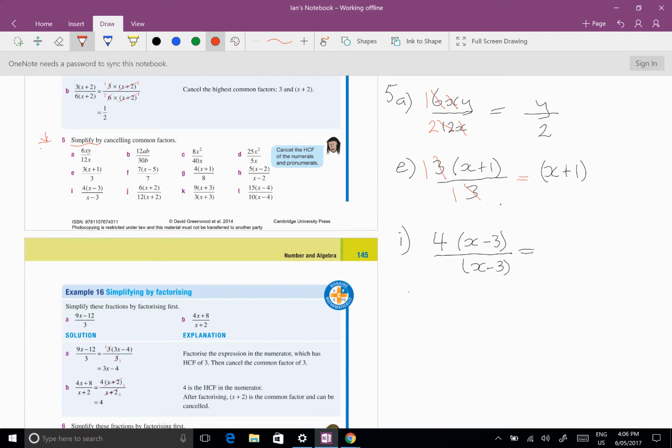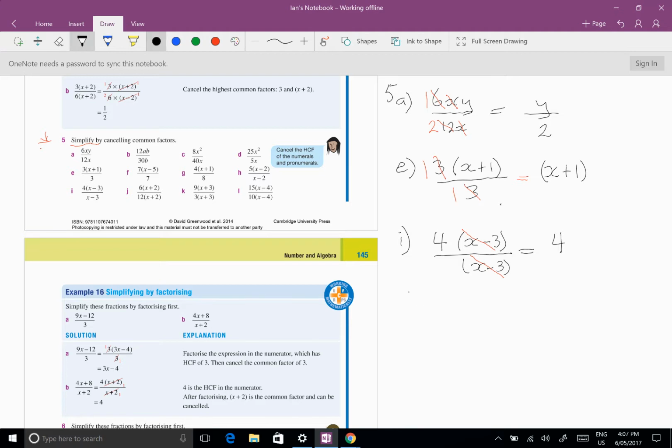So I can't cancel the 4 with anything. But this is a whole term. And x minus 3 goes into itself once, and x minus 3 goes into itself once. And that means I get left with a 4 on top and a 1 on the bottom. But remember, anything divided by 1 is itself, so I can cancel those away or remove those.